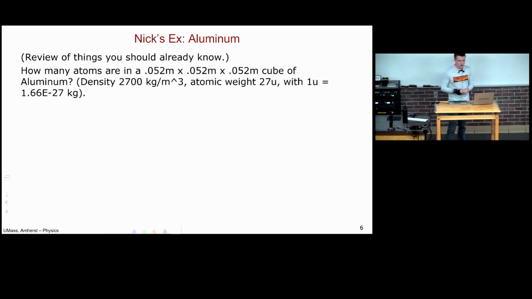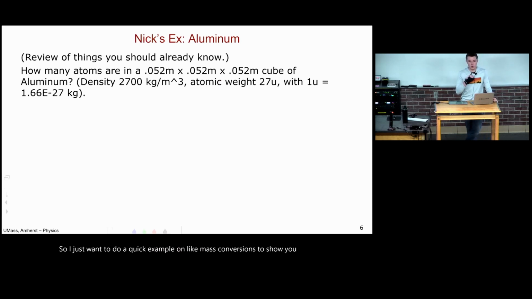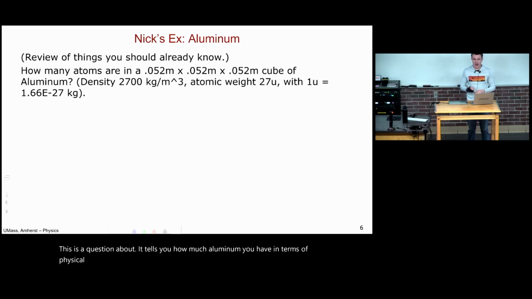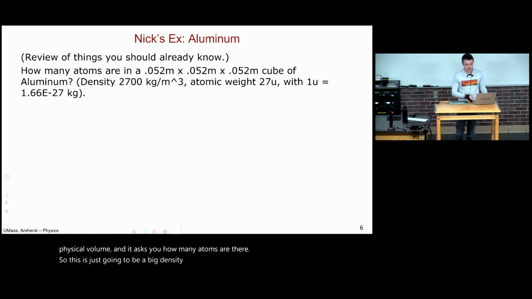Okay, so I just want to do a quick example on mass conversions to show you some of the work and the organizational style that I use, just in case it would be helpful. This is a question where it tells you how much aluminum you have in terms of physical volume, and it asks you how many atoms there are. So this is just going to be a big density and Avogadro's number or mass per atom conversion.